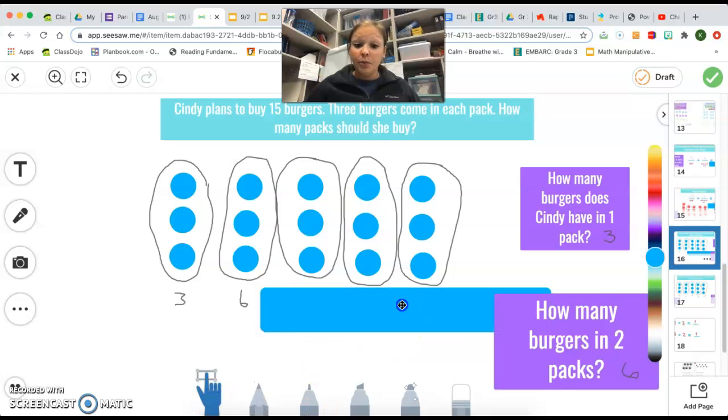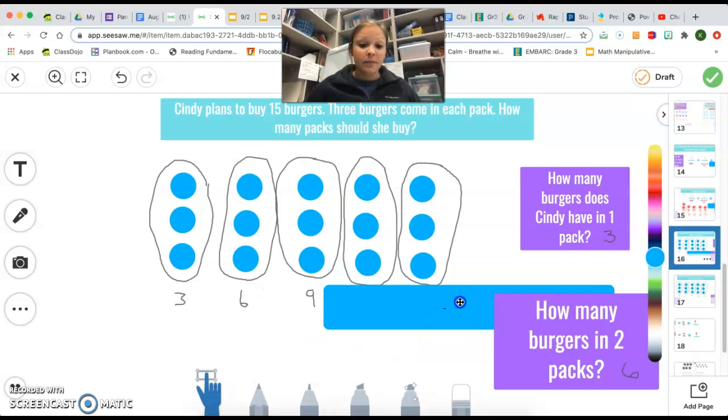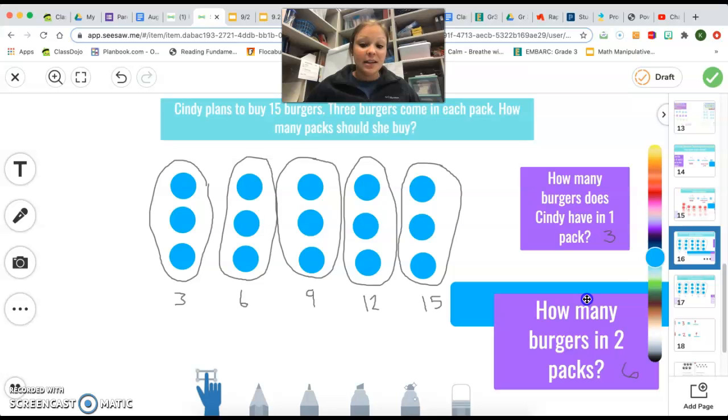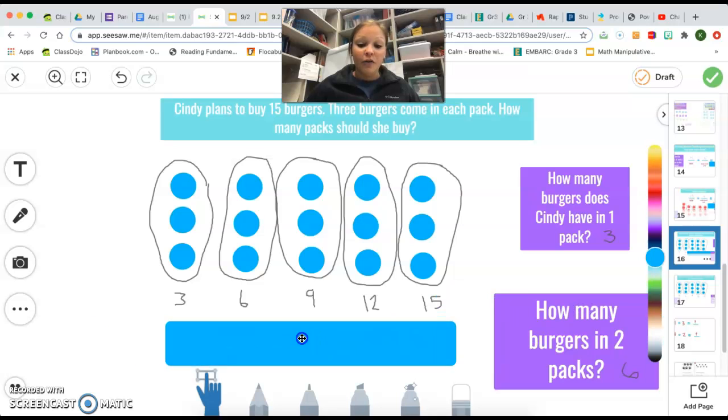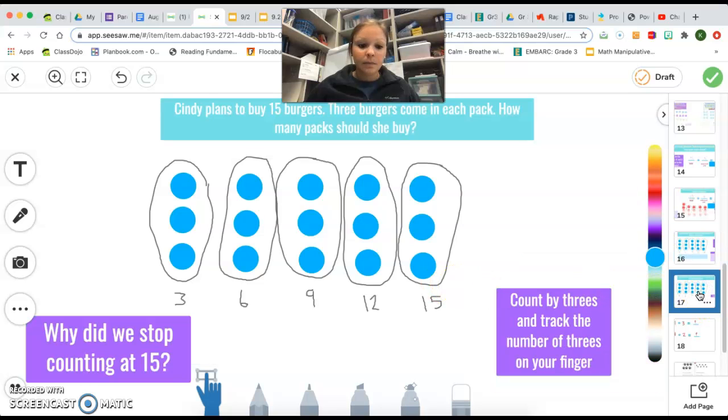How many are in 3 packs? 9. Then there would be 12 in 4 packs and 15 in all 5 packs, because we know she had a total of 15. Why did we stop at 15? If we were counting 3, 6, 9, 12, 15, why did we need to stop at 15? Take a second and think.